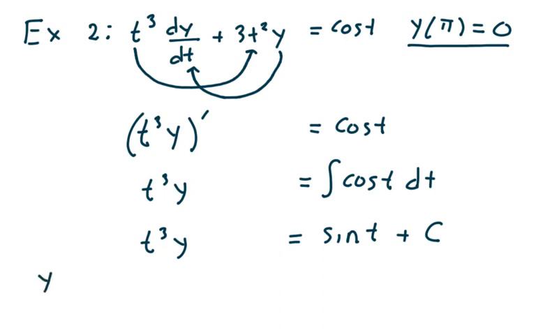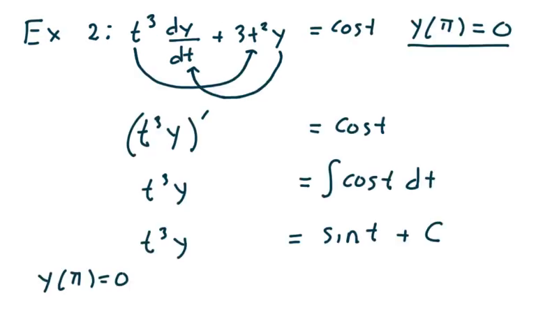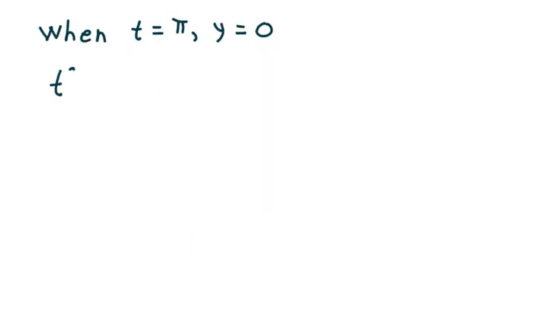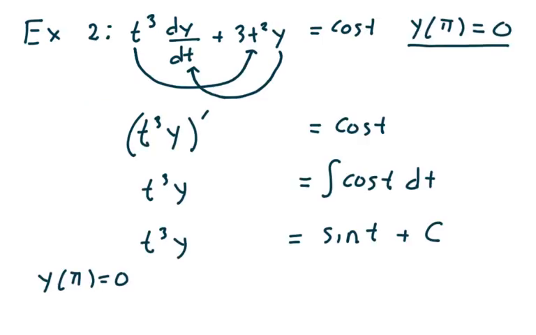But remember that y of pi equals 0. But what does that mean? Here, we'll write this on the back. So when t equals pi, we know y has to be 0. We're going to use this information to solve for c. Now, remember we have t cubed y is equal to sine t plus c.